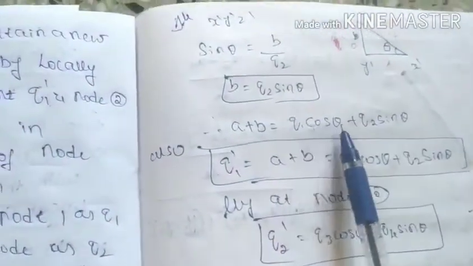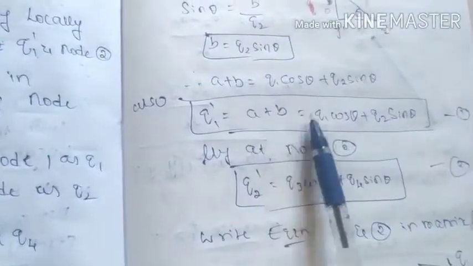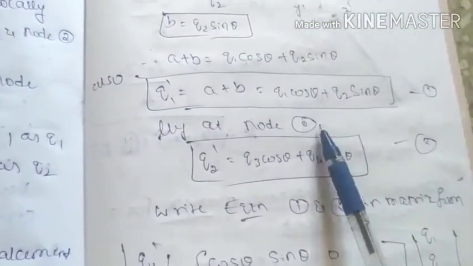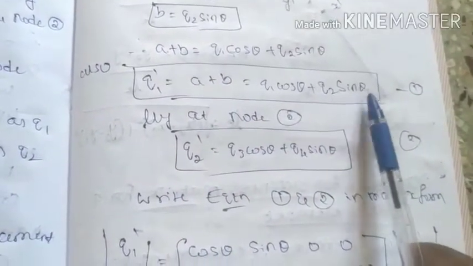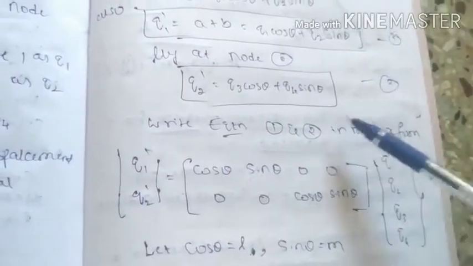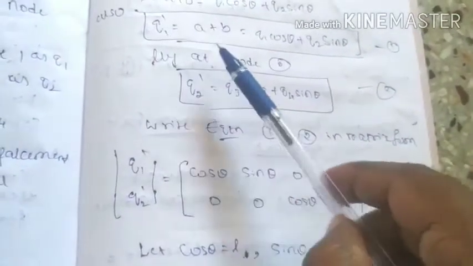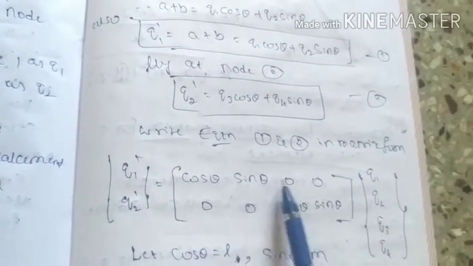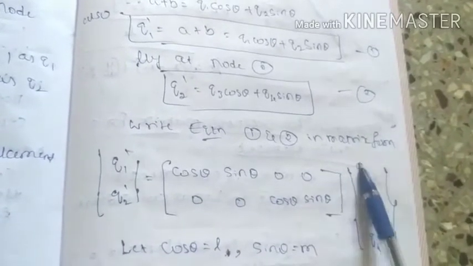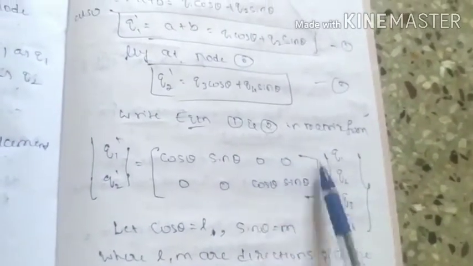Finally, if we add a plus b, we get q1 cos theta plus q2 sin theta. What is a plus b? We call it q1 dash, the local nodal displacement. So q1 dash is q1 cos theta plus q2 sin theta. Similarly, at node 2, q2 dash becomes q3 cos theta plus q4 sin theta. Comparing equations 1 and 2, we can write them in matrix form: the column matrix q1 dash, q2 dash equals the matrix cos theta, sin theta, 0, 0; 0, 0, cos theta, sin theta, times q1, q2, q3, q4. If you multiply these two, you will get the same equations.